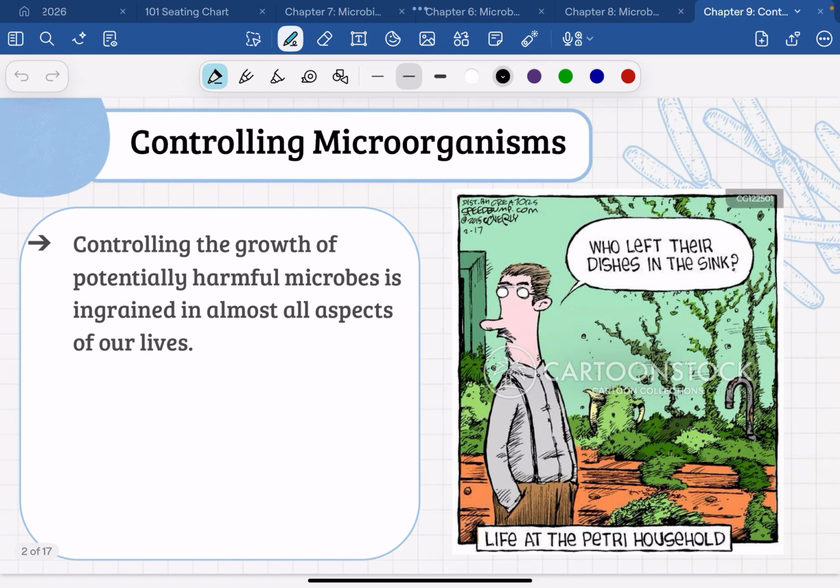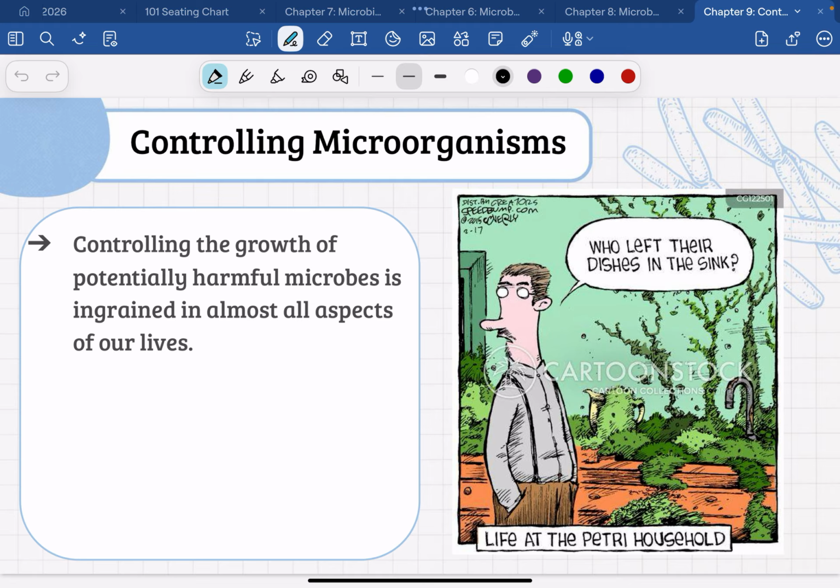Okay, and controlling, this is just a funny little comic, but controlling microorganisms and controlling the growth of potentially harmful microbes is ingrained in almost all aspects of our lives. It's something that we do constantly, even if you don't think about it. Again, we've talked about brushing your teeth, right? Brushing your teeth is controlling the possibly pathogenic microbes that grow inside your mouth.